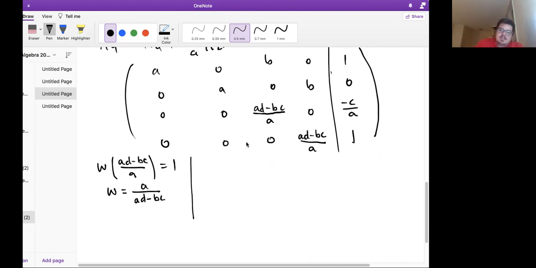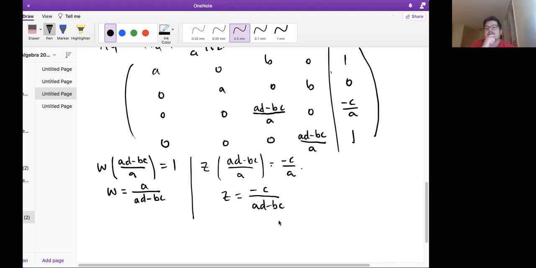All right, and then what's Z? So Z times AD minus BC over A, that's equal to negative C over A. So what is Z equal to? It is equal to negative C over AD minus BC, right? Everyone see that one?